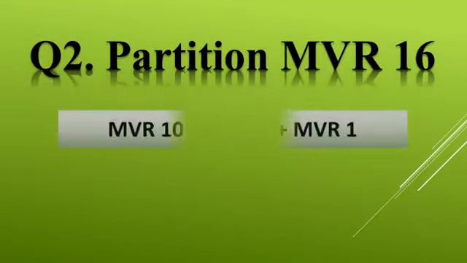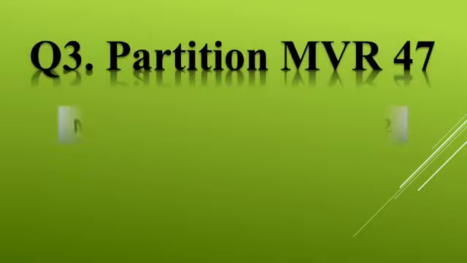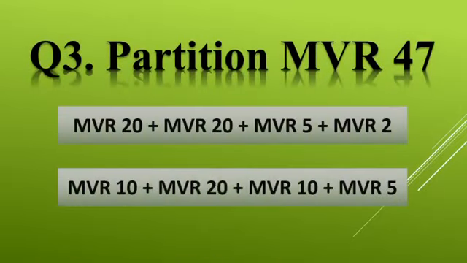Good. So let's look at the second question. Partition 16 rupiah. Which one is the correct answer, 1 or 2? Let's look. Yes, here the correct answer is the first one. Let's look at the third question. Partition 47 rupiah. So is the first one or the second one correct? Which one is the correct answer here?